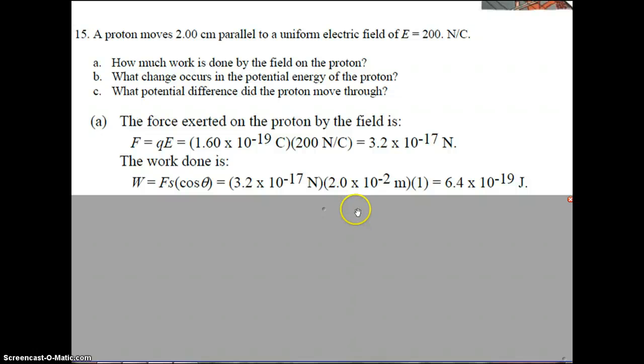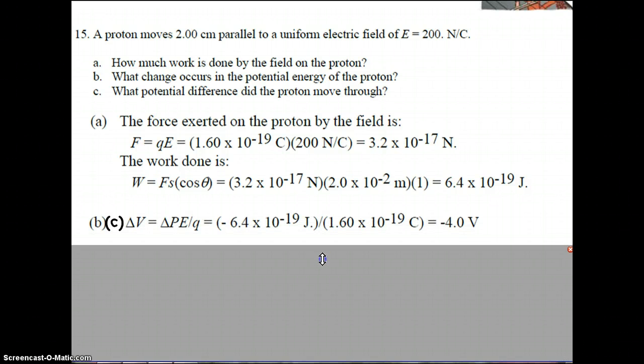Well, this answer depends on whether or not the proton is going with the field or is it going against the electric field. If it's going with the electric field, then there would be a decrease in electric potential energy. If it's going against the electric field, there would be an increase in electric potential energy. This question in A asks how much work is done by the field. That means the proton is moving with the field. The field is doing the work, so that means the proton is moving away from the positive towards the negative, and that means there is a decrease in electric potential energy.